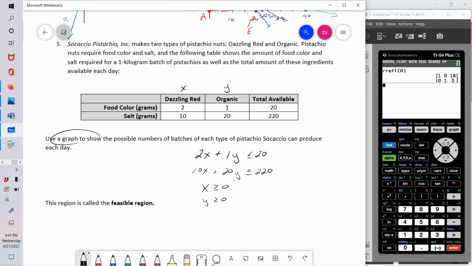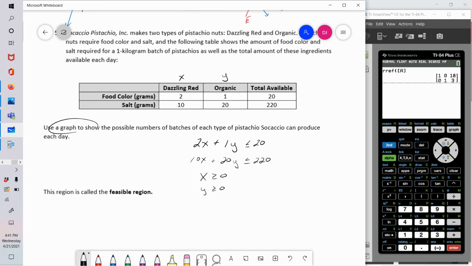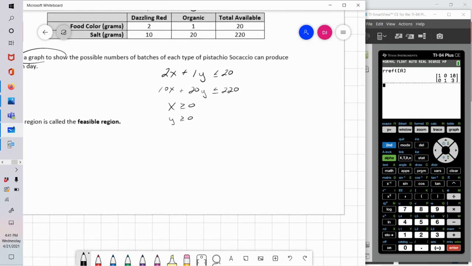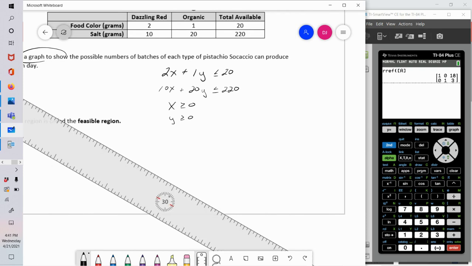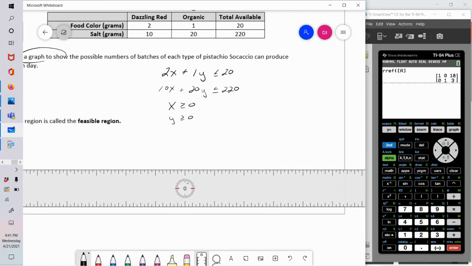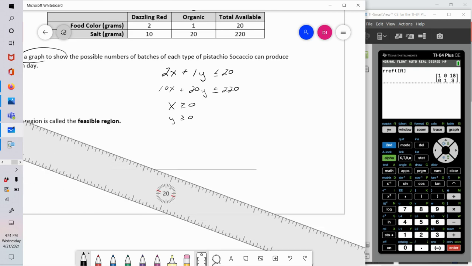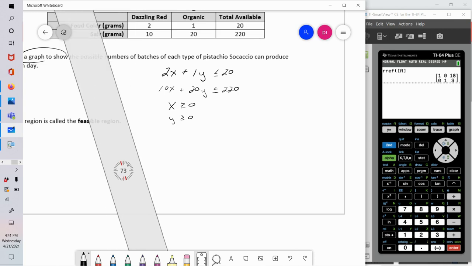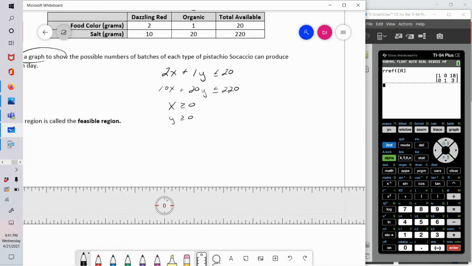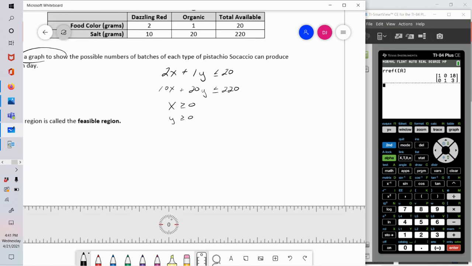So if I use the graph to show the possible numbers of batches of each type of pistachio that can be produced each day, I'm going to graph my feasible region. So let's find, and I might run off my page here, my x-axis. Actually, I can push that down, can't I? Because again, I'm going to push it way down here.